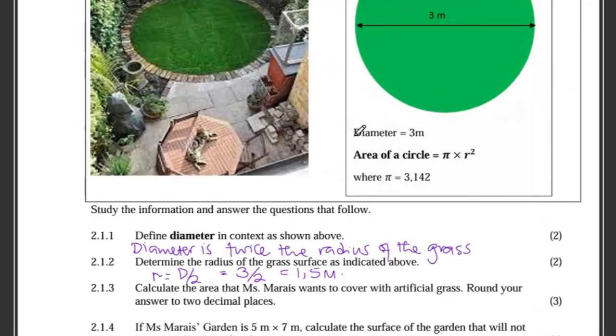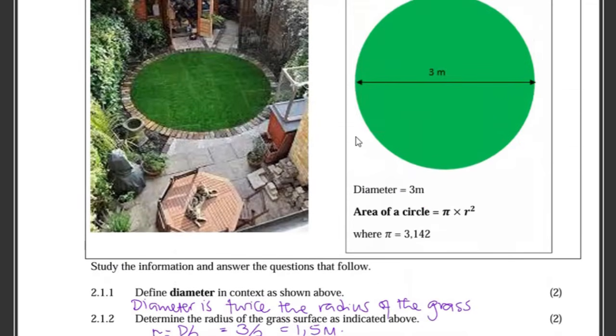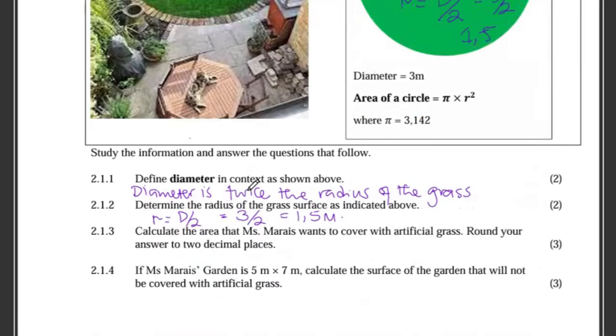Someone is going to ask, where did you get the 3 from? The 3 is here. This is the diameter. It's from one end of the circle to the other end of the circle through the center. So this one becomes the diameter. But we are interested in the radius. So we shall say radius is half the diameter, which becomes 3 divided by 2, which is 1,5. Okay, so we continue.